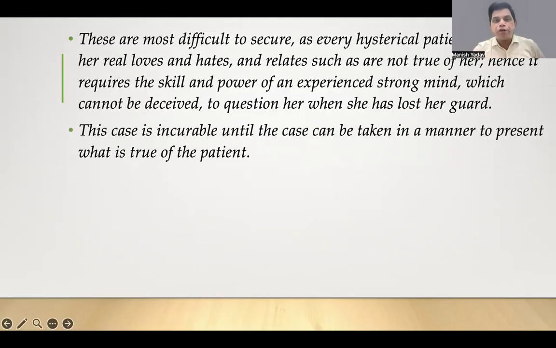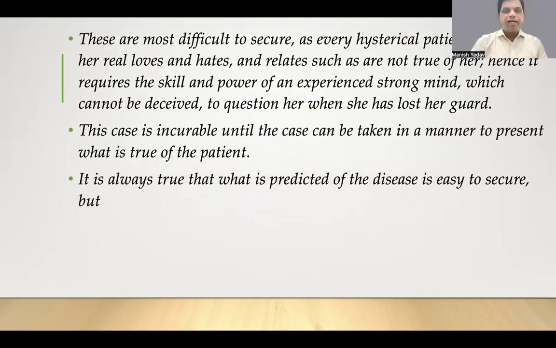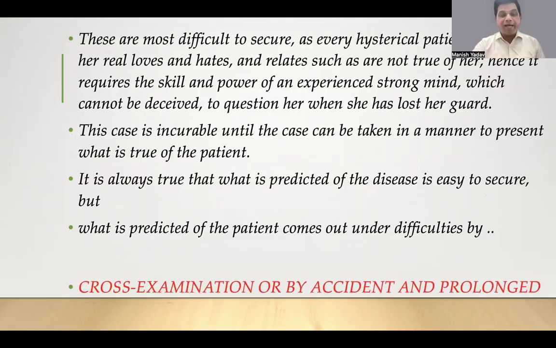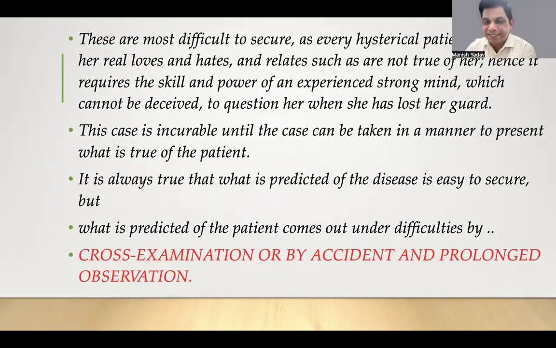This case is incurable until the case is being taken in a manner to present what is true of the patient. So symptoms, what is true of the patient, have to be taken. It is always true that what is predicated of the disease is easy to secure, but what is predicated of the patient comes out under difficulties, by cross-examination or accident or wrong observation. So the symptom of the patient, sometimes you have to cross-examine very nicely.